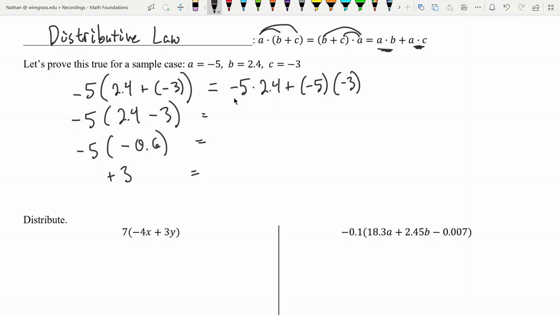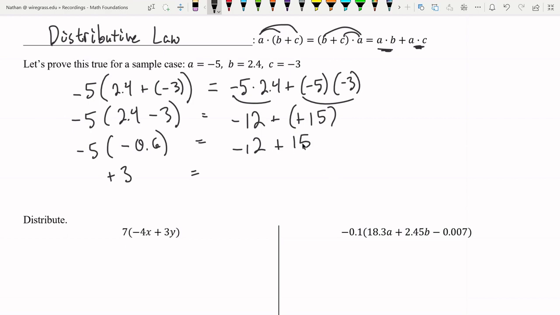Here, we're going to do multiplication first before we do addition. It's going to be, let's see, negative times positive is negative. 5 times 2 is 10. 5 times 0.4 would be 2. So it's going to be 12 in total. And then plus, it's going to be negative times a negative is positive. 5 times 3 is 15. Here you have plus to plus. That's the same thing as just plus.